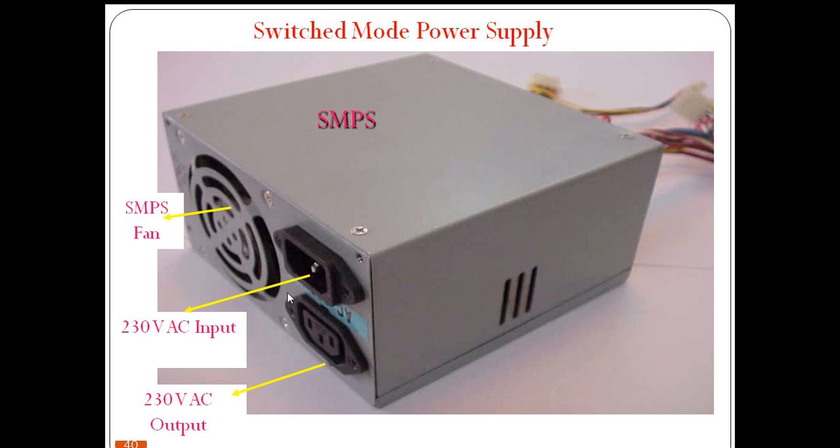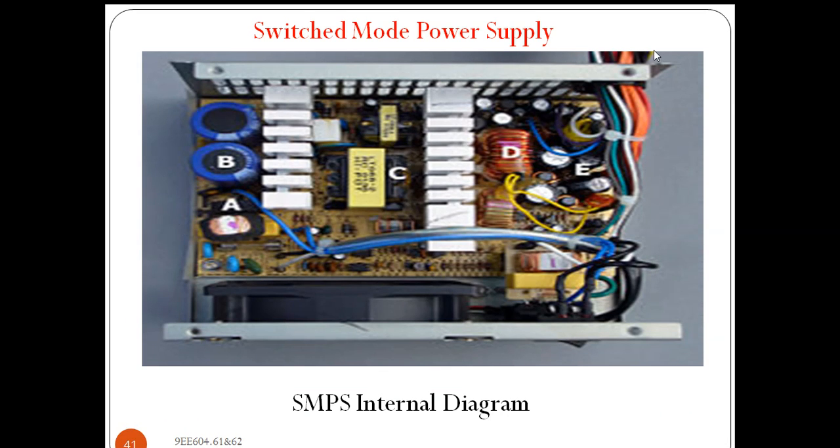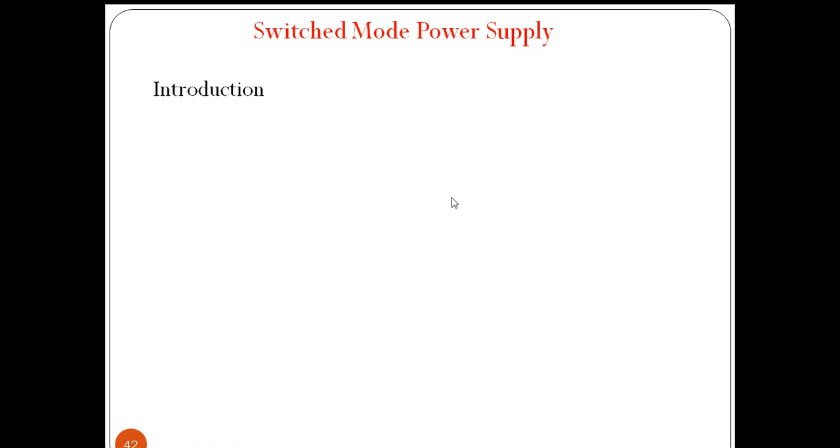It mainly consists of the input power supply and the output power supply. Here we connect the power cords of the output power, and here we connect the input to the SMPS. This is the fan connected to the SMPS for cooling purposes. So this is the representation of the SMPS. The top view will be like this, and by opening the cover, it will look like this. So what are all these? We'll see in the block diagram.